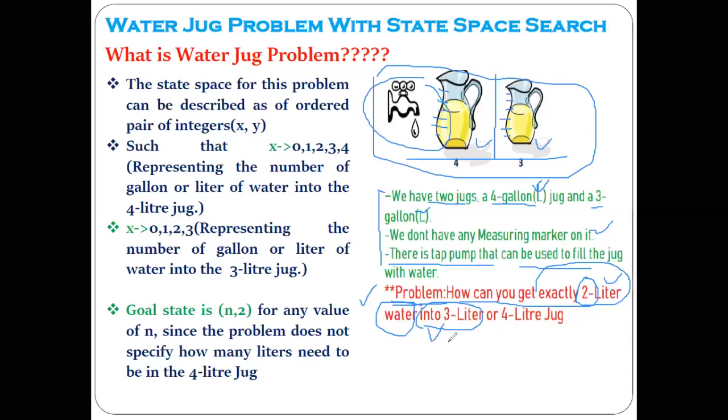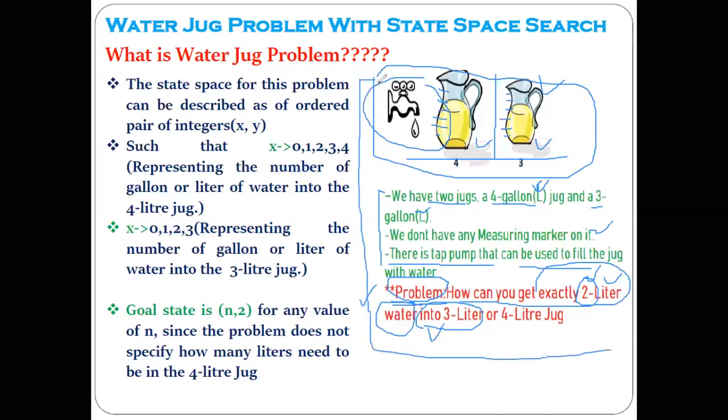What is the meaning of this? Of the 3 liter and 4 liter jugs, in the 3 liter jug how many liters of water do we need to fill? 2 liters. That is our problem. That is the problem the AI agent has to solve, and this is the whole idea of what exactly is meant by the water jug problem.